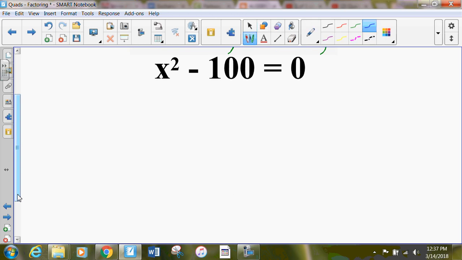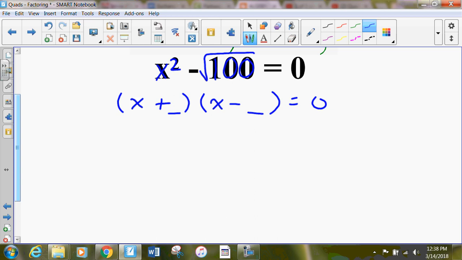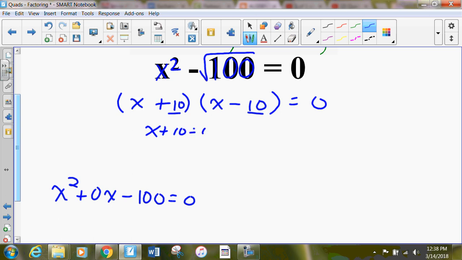I recognize that I have 2 perfect squares. I have x squared, that's considered a perfect square, and 100, that's also a perfect square. When I recognize this, I set up my 2 parentheses. I put my x here, my x here. I will always have a plus, I will always have a minus, and the numbers that I put here are the square root of the number. The square root of 100 is 10. If you didn't like that, you can always take the time and write it like this, and that will make sense to you. I'm going to set that equal to 0, that equal to 0, and I'm going to get that I have -10 and +10.